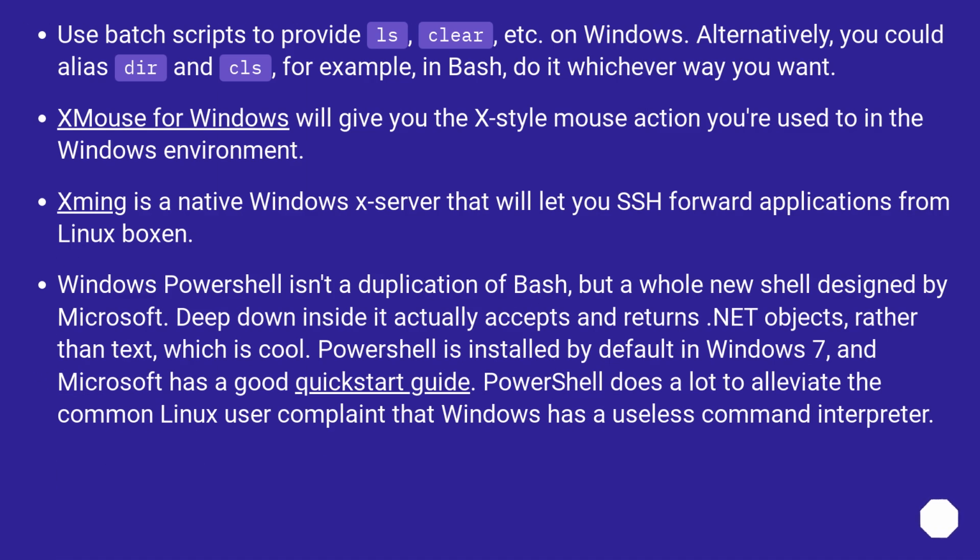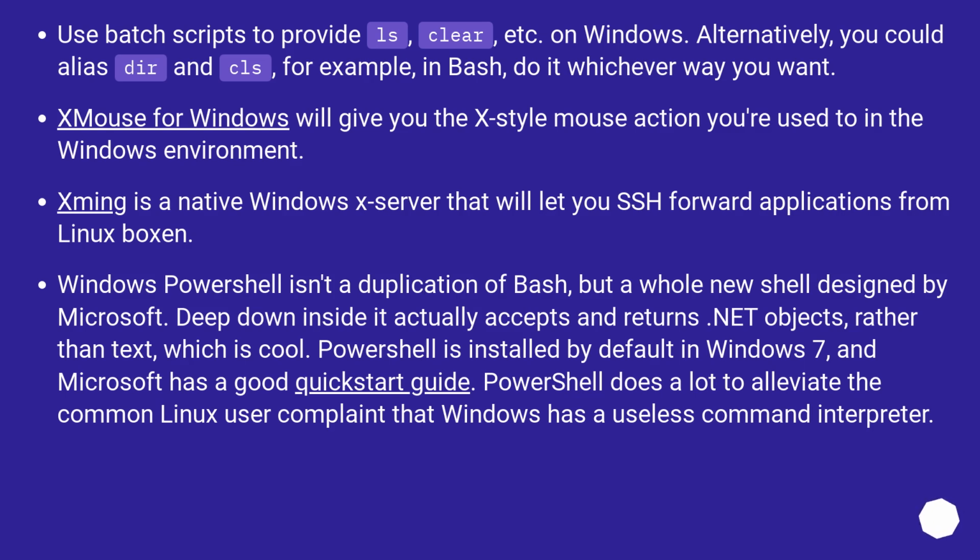Use batch scripts to provide ls, clear, etc. on Windows. Alternatively, you could alias dir and cls, for example, in bash. Do it whichever way you want. SMouse for Windows will give you the X-style mouse action you're used to in the Windows environment. Xming is a native Windows X server that will let you SSH forward applications from Linux boxen.